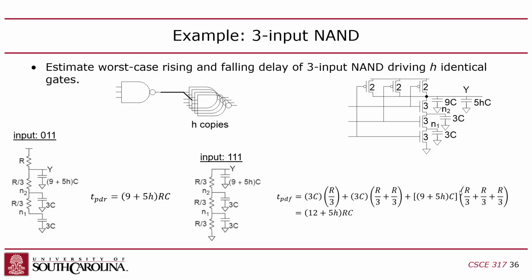Okay, so that's basically the worst-case propagation delay. But notice when I'm calculating propagation delay, I either have to separate it into rising and falling propagation delay, or I have to take whichever one of these is more and call that the propagation delay. I think that's generally what's done, right? So in this case, what's the bigger number? 9 plus 5H RC or 12 plus 5H RC? Obviously it's the 12. So the overall propagation delay is actually the falling propagation delay, because of this stupid 3 transistors in series to make this NAND gate, right?